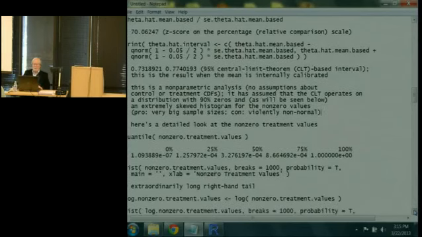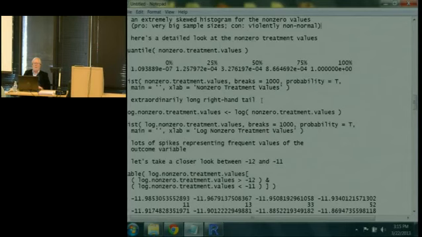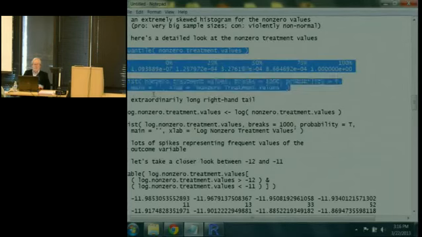So let's take a little while to look in a detailed manner at the non-zero treatment values. So I do a quantile on them to see, and they run from about 1 times 10 to the minus 7th all the way up to 1.0. And I'll go ahead and make a histogram of them.